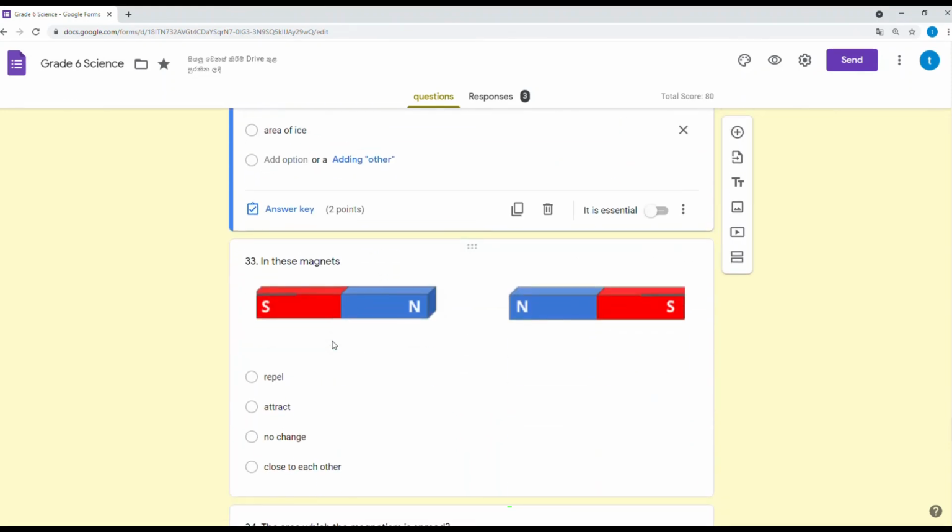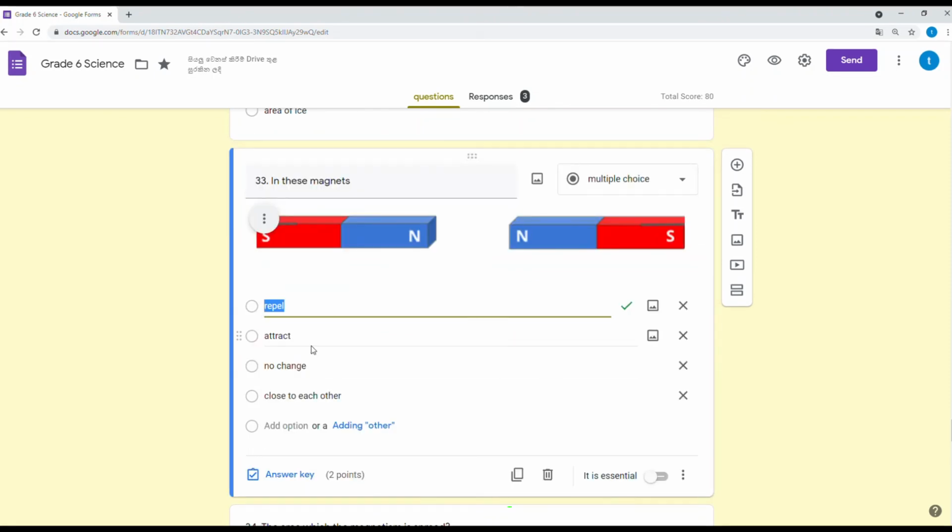Now get into 33. That is one property of magnets. Here both are like poles. If you want to bring like poles together like this, it is too difficult. Why? Like poles repel each other. So your answer should be repel, not attract. For getting attraction, you have to bring two different poles together, like north and south.